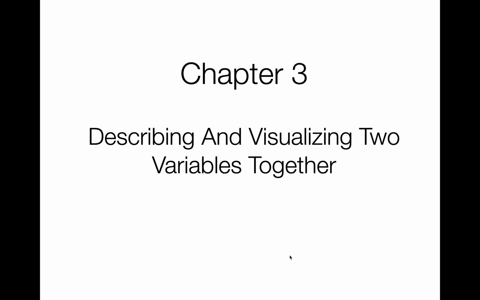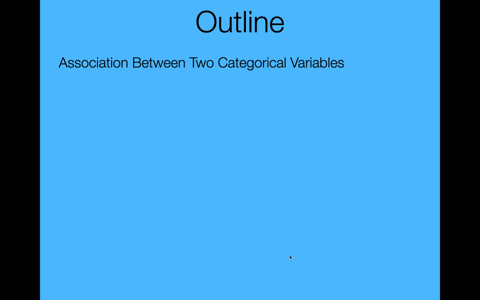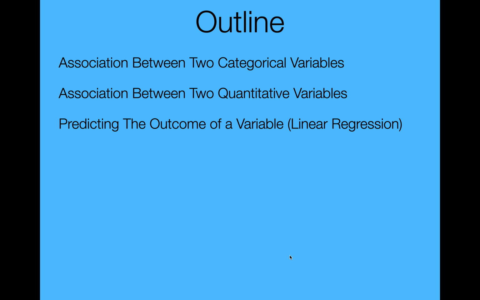Hello everyone. In this video we're going to begin talking about chapter 3, which is describing and visualizing two variables together. So what we'll see is we will first talk about two categorical variables together. How do we look at, describe, and display two categorical variables together? Then we'll look at two quantitative variables. And then we're going to talk about predicting the outcome of a variable based on another one. And that is a major section of statistics called linear regression.